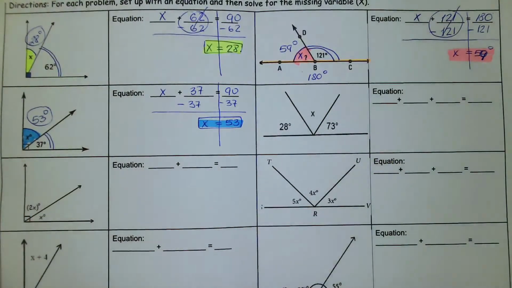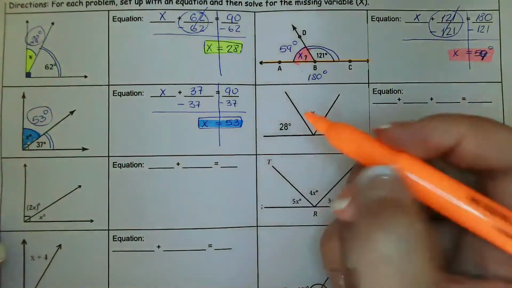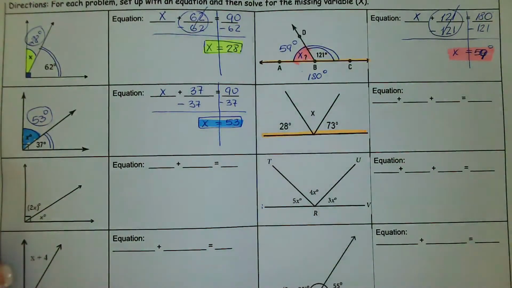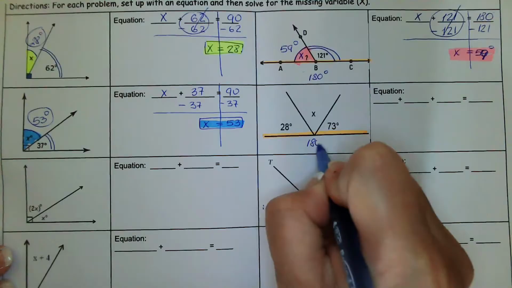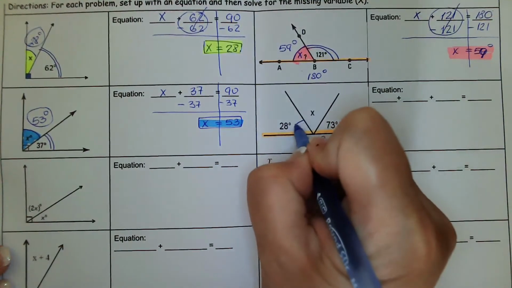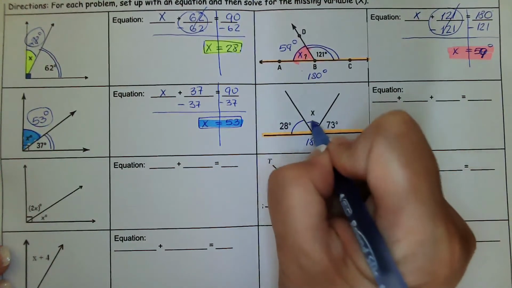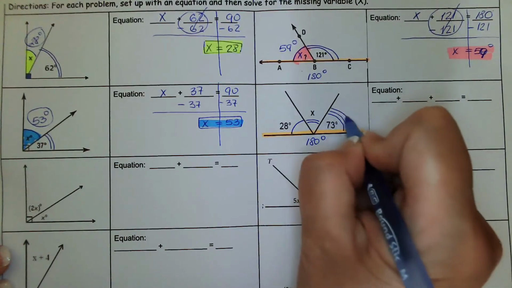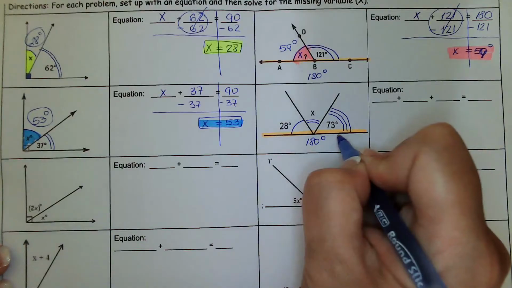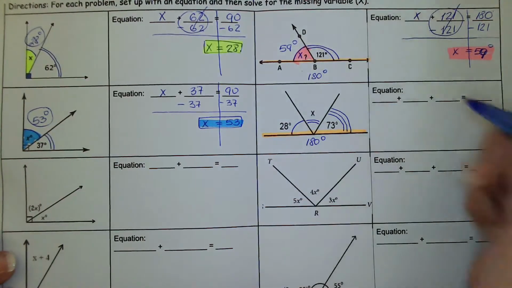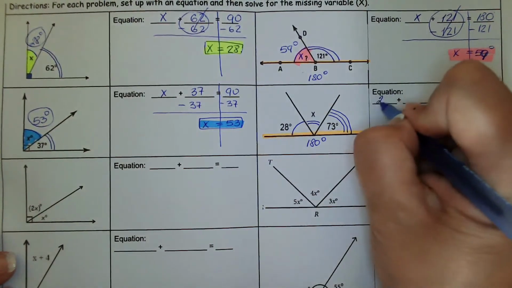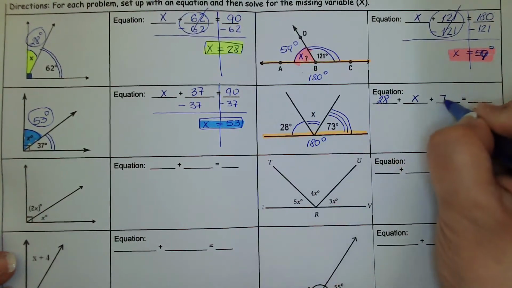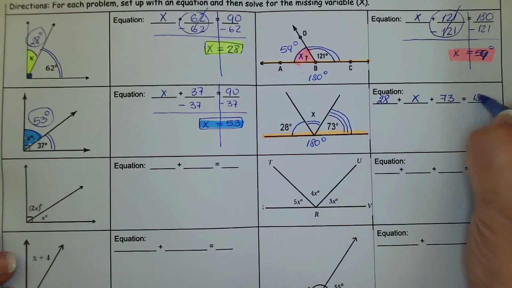Here we have a straight line again. A straight line is 180 degrees. So the angle 28, the angle x, and the angle 73 together have to all add up to 180. To write an equation, I can say 28 plus x plus 73 equals 180, straight line.